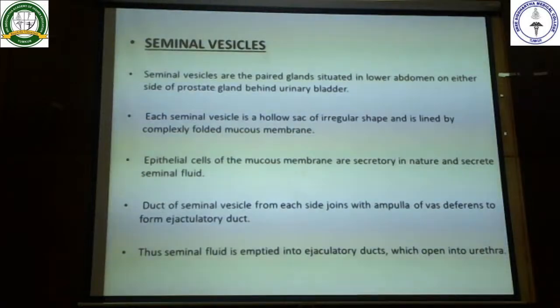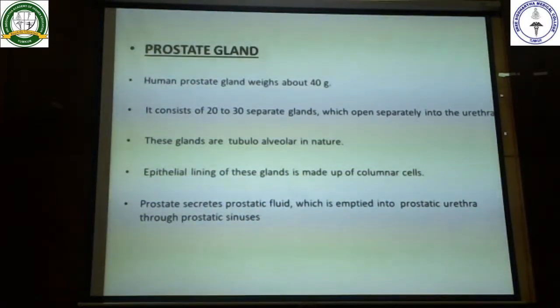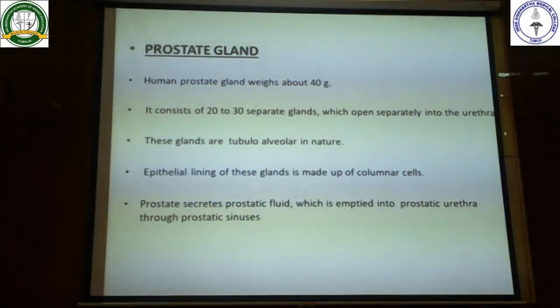Then we have seen about seminal vesicles and prostate gland. So finally you have understood that semen, which is the final product ejaculated by the urethra, is a combination of sperms coming from the testis, seminal fluid coming from the seminal vesicles, and the prostatic fluid coming from the prostate gland. So that's all for today's class.